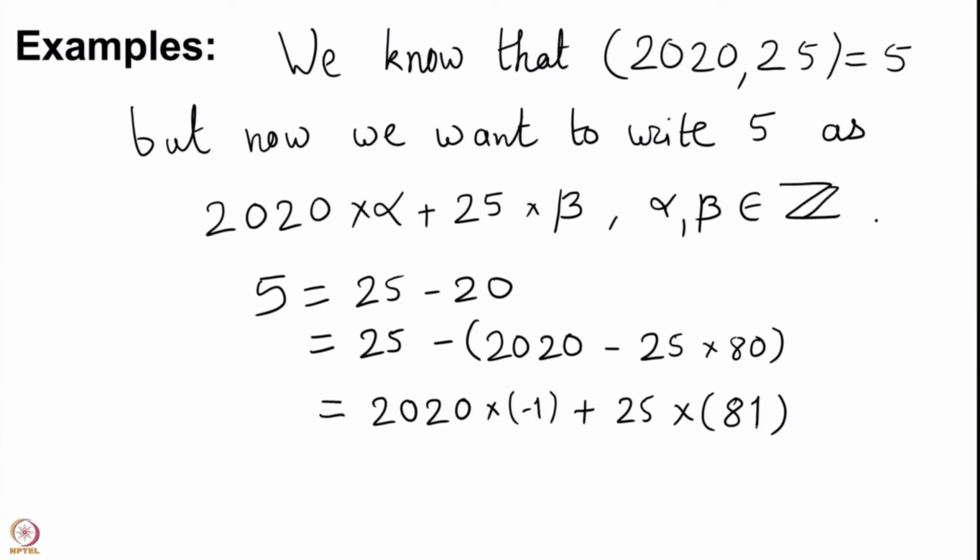As you will see easily, the product 25 into 81 is going to be 2025, and when you subtract 2020 from that, note that here we have minus 1 multiplied to 2020. So, that will indeed give you 5. So, we have computed the GCD of 2020 and 25, and then we also wrote it as a linear combination of these two numbers over integers. Okay, let us do one more problem to have a better practice.